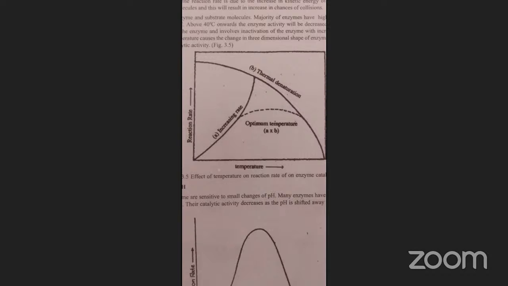So another factor is affecting the pH. What is the pH here? Enzymes are very sensitive to small changes of pH. Many enzymes have maximum activity near pH 7. Their catalytic activity decreases as the pH is shifted away from this optimum.